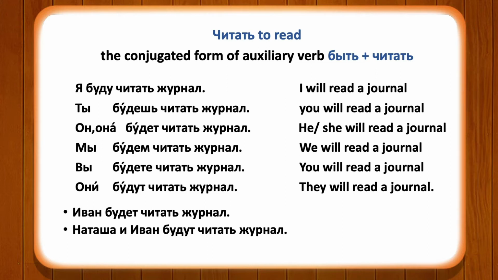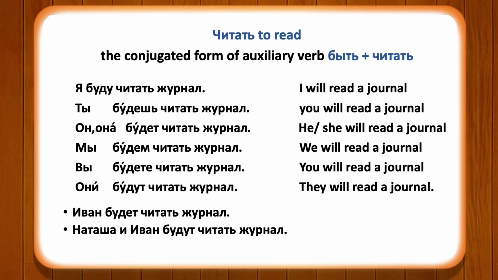So, я буду читать. The future tense form of the verb читать, for pronoun я, will be я буду читать. We can make a sentence like this: я буду читать журнал, which means I will read a journal, or I will be reading a journal. Let us see the conjugation further.